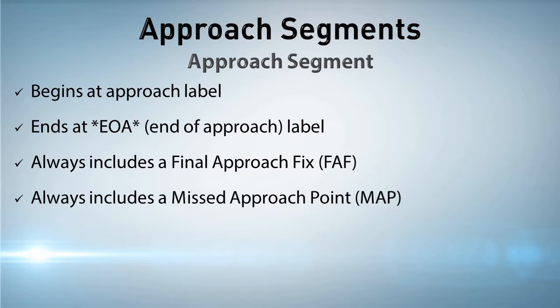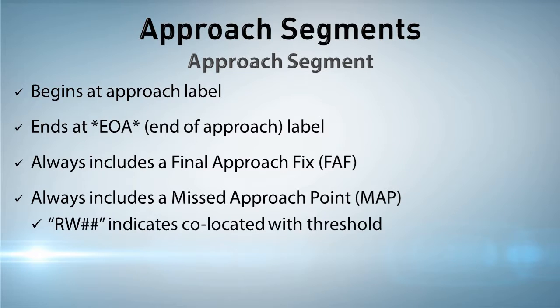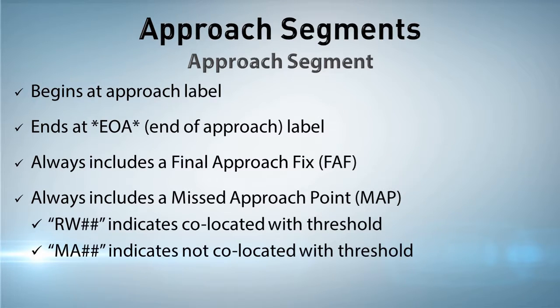A missed approach point is required and is normally identified by the prefix RW or MA, which are ARINC 424 recommended names for this point. RW is defined as being co-located with the runway threshold, and MA is a missed approach point not at the runway threshold. Although these identifiers are used a great deal, they are not required, and other names may be used to identify the missed approach point.